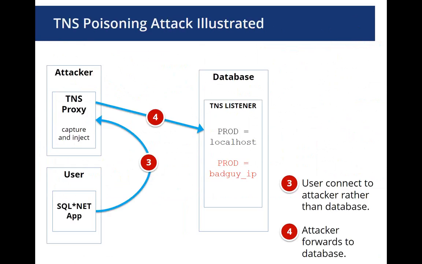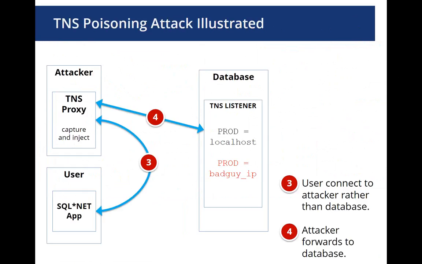The user has no idea this is happening, because they're sending off a SQL statement, the TNS proxy is forwarding it, then getting the response back and sending it on to the user. The user has no knowledge that somebody in the middle is intercepting all the traffic and looking at it. This becomes very powerful, especially because there's no indication from the user's perspective that anything is wrong. There's no authentication here; the authentication is actually coming from the user's machine. So it becomes a very powerful attack.